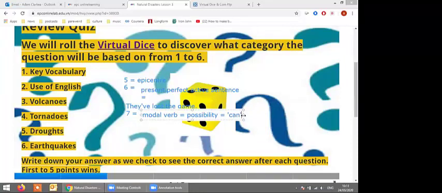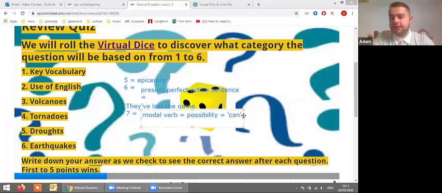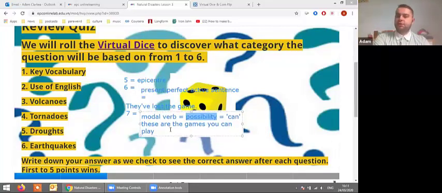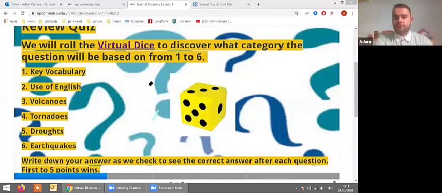I'll give you one example. So you could say, these are the games you can play. Because it's expressing possibility. You can play them. This is possibility. Modal verb. So modal verbs to do with can, could, can't, things like that we did in one of our lessons. So again, if you're not sure, you can review yourself. You can take a look at your modal verbs. We'll do 3 more questions. Number 8.